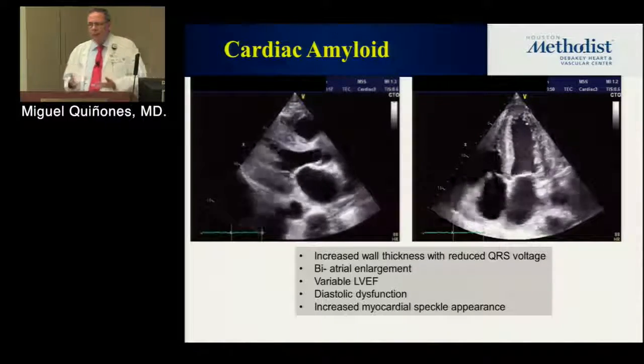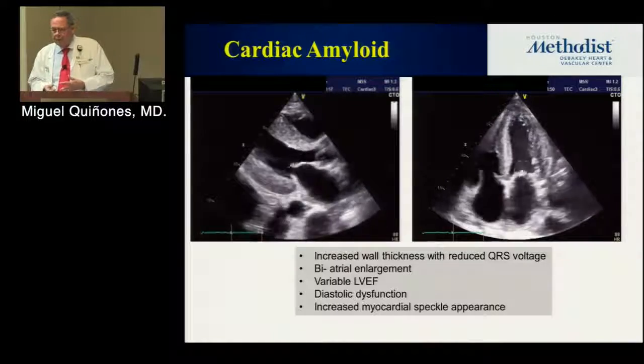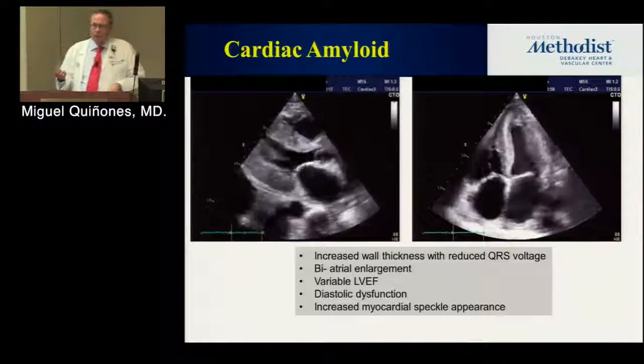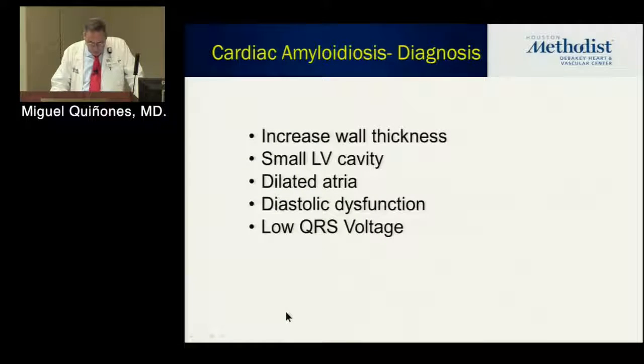By the time you pick them up with high filling pressures, pseudo-normal patterns, stage 2 or 3, they are much more advanced, and prognosis rapidly worsens. So these are the key things that we have to keep our eyes on. Increased wall thickness, small cavity, bilateral enlargement, diastolic dysfunction, and here comes one thing that we all depend on.